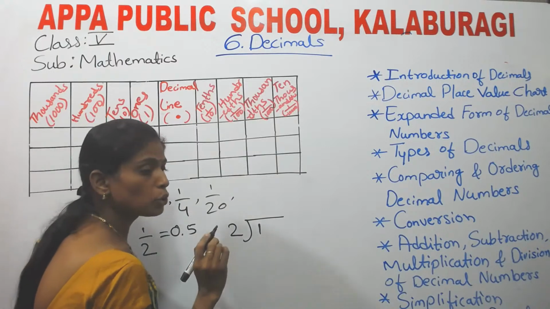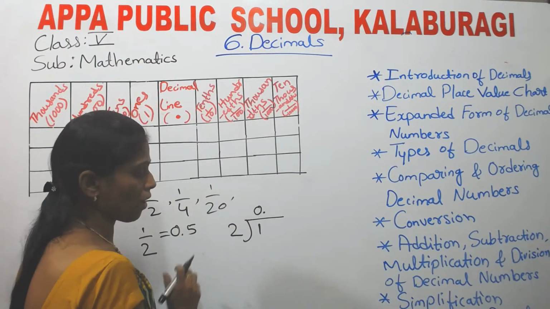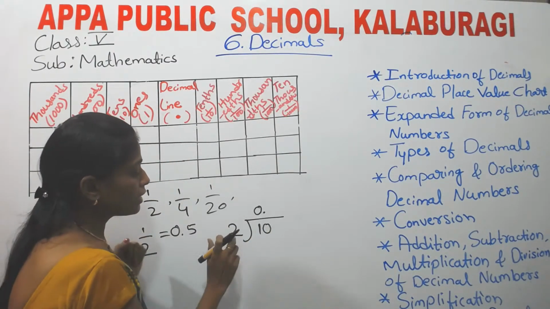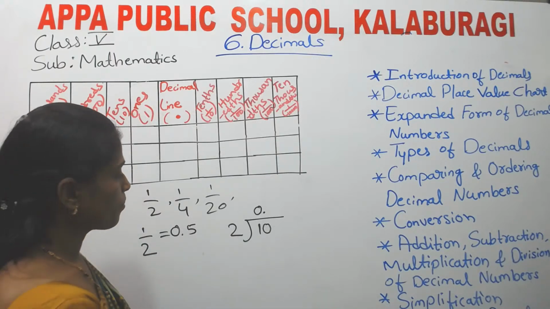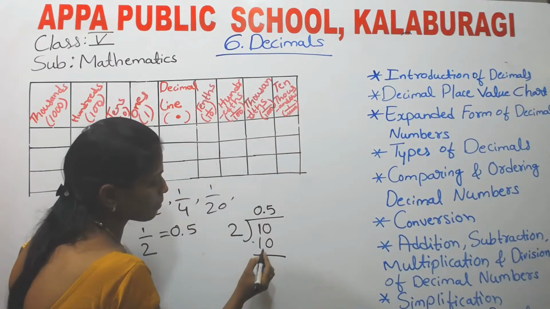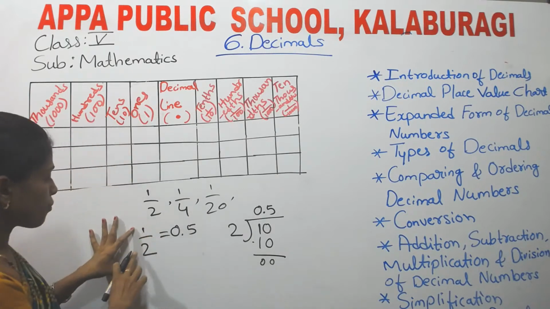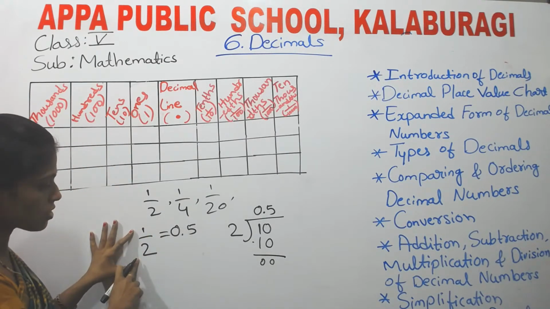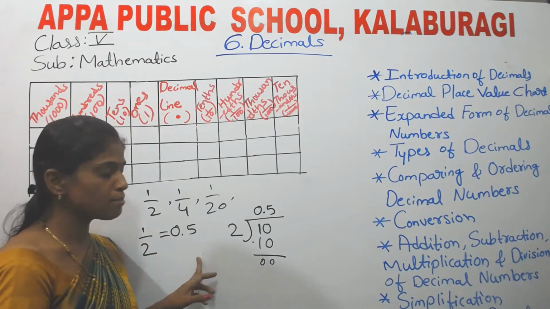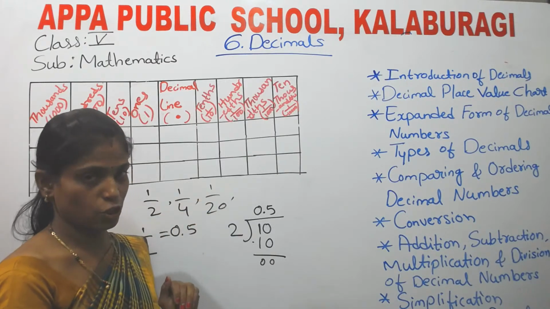That's why you have to put 0 point here. After that, put one 0 here. Now, in the 2 times table, 10 is there. 2 fives are 10. We subtract this and get 0. Here a fraction number changes to a decimal number. This fraction chapter is related to the decimal chapter also.